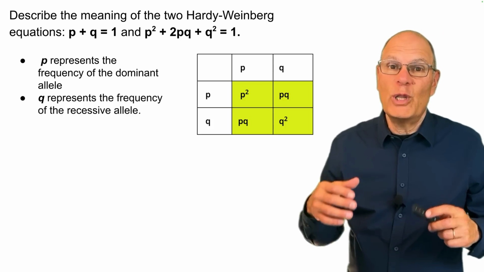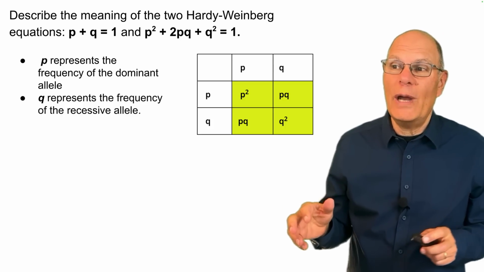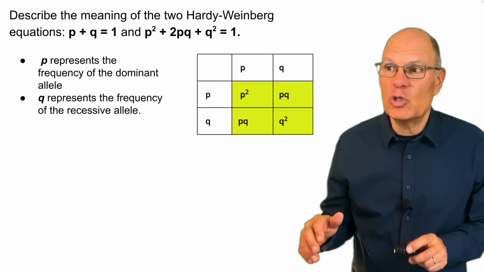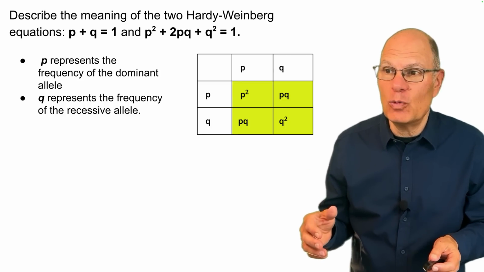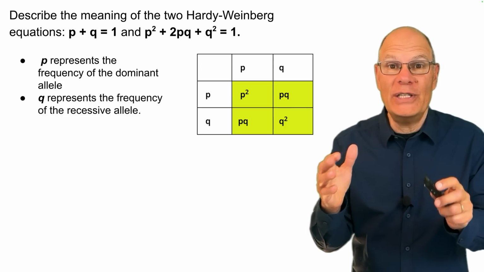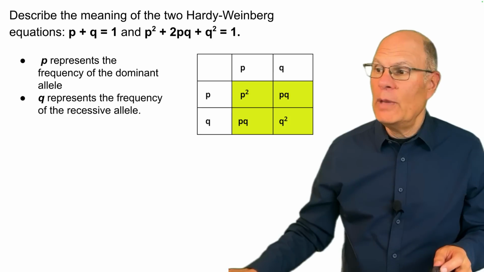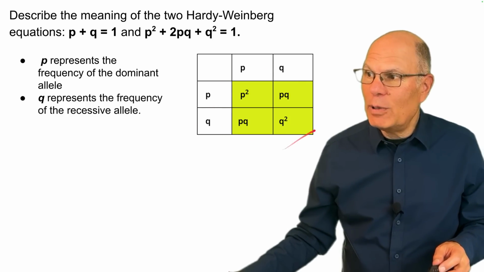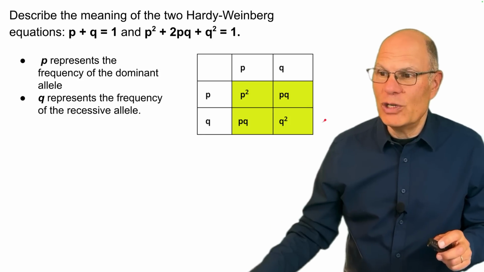Population genetics is one of the more mathematical parts of the AP curriculum, and it's built around two equations, p plus q equals 1 and p squared plus 2pq plus q squared equals 1. In this system, p represents the frequency of the dominant allele, and q represents the frequency of the recessive allele. If you load p plus q into a Punnett square, the whole thing makes a lot more sense.